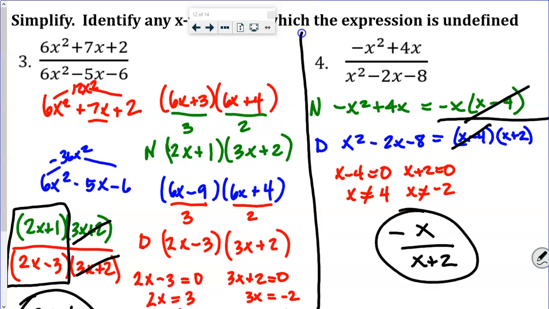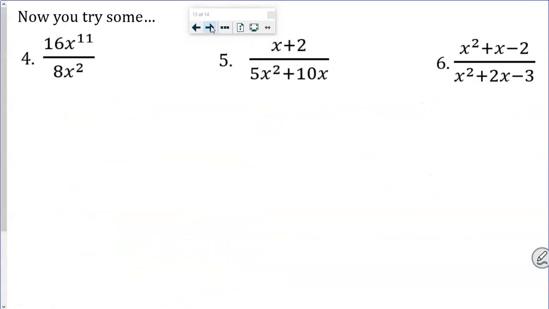So, all right, let's see if you guys can do the next few and come back to me when you're done. So hopefully you've completed these 3 problems. I'm going to go ahead and go over them now. So you can stop the video in between if you want.